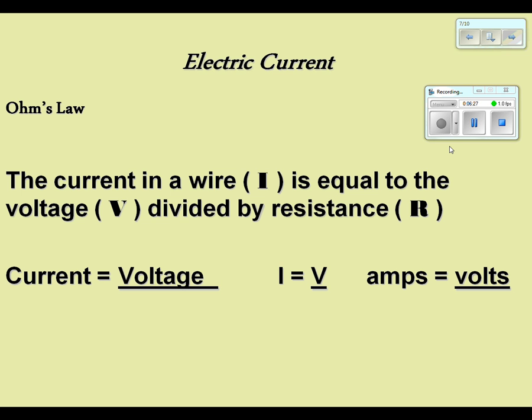In formula terms, the current is equal to the voltage over the resistance, or I is equal to V over R, and we measure it in amps is equal to volts over ohms. Those three things are sort of all the same. Current is voltage over resistance, I is equal to V over R, amps is equal to volts over ohms.